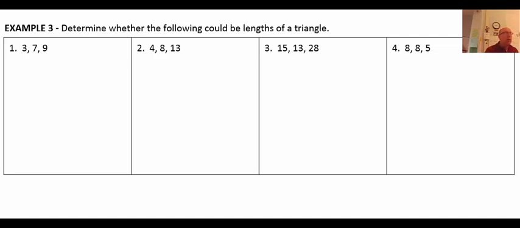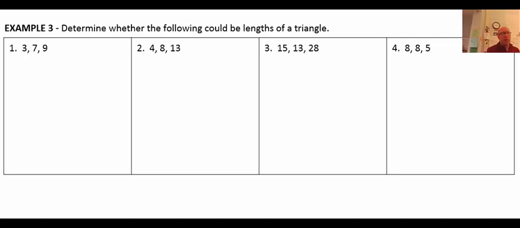Okay, so for lesson 6.5, example 3, directions say to determine whether the following could be lengths of a triangle. This is in reference to theorem 6.10 called the triangle inequality theorem. There is a link on the notes. If you go to my website and find the notes, there's a link that will describe this theorem and an example set to do there.